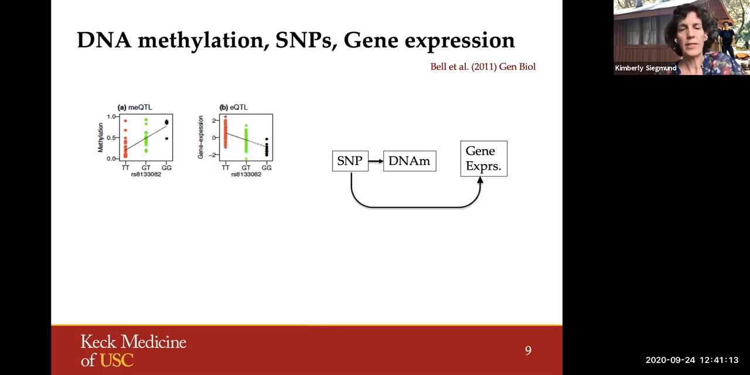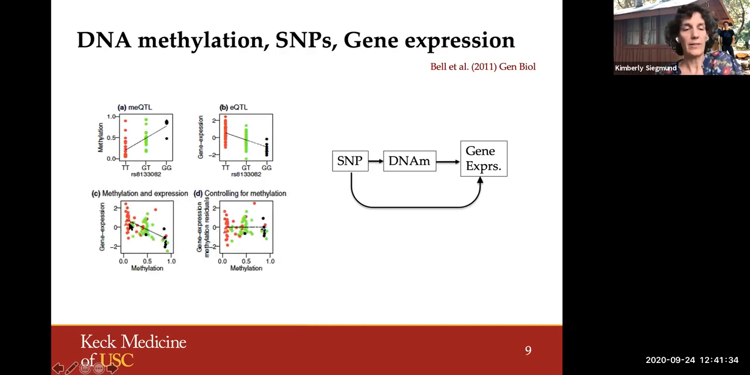SNP comes first. They also have expression. So they measured the expression. Now we see this negative correlation, negative association. So the expression now is lower in the GG people. So there's an association between our SNP and our gene expression. And one question could be, does the methylation actually provide a path to expression? And they did that association as well and found yes.